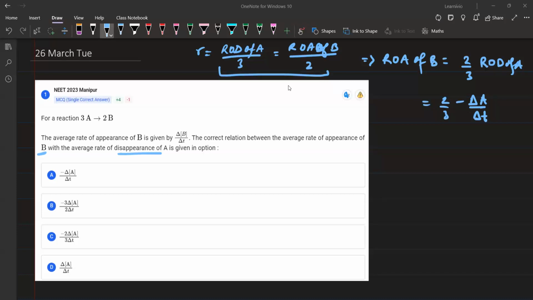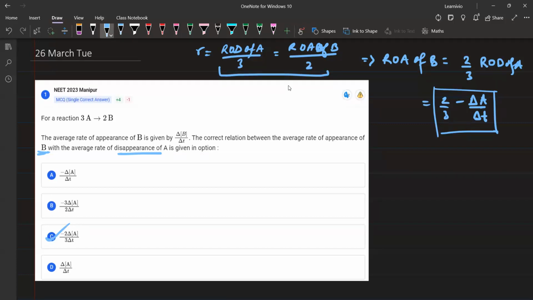Correct relationship between the average rate of appearance of B, it will be 2 by 3, right, Irab? Yes, sir. Okay? So the C option is correct.